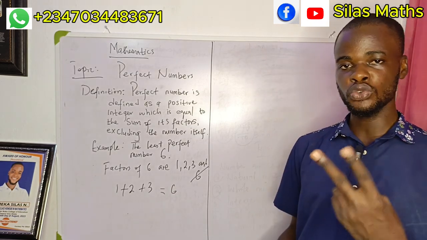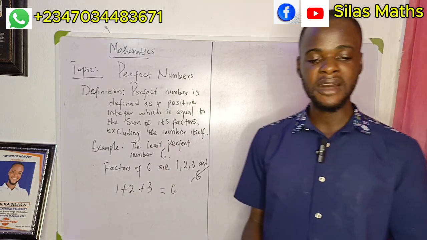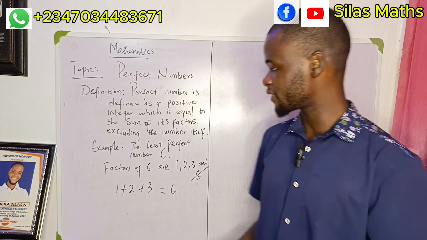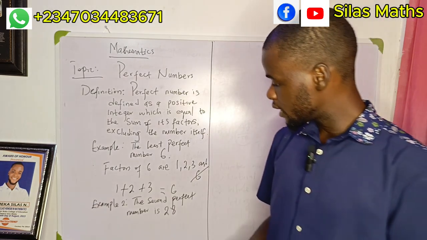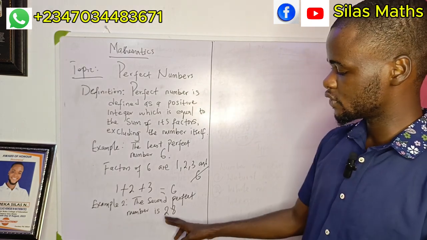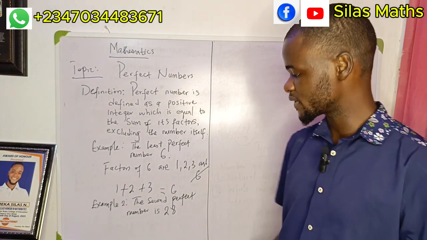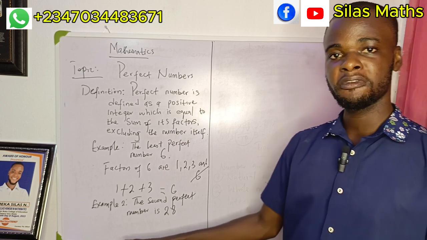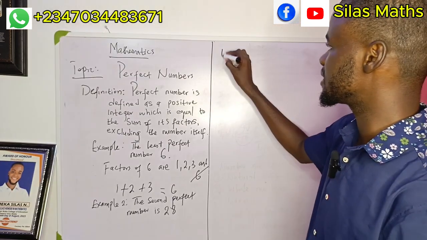But we're going to take two perfect numbers today. The second perfect number we have is 28. 28 is a perfect number. Example 2. So what makes 28 a perfect number? Let's first find the factors of 28.